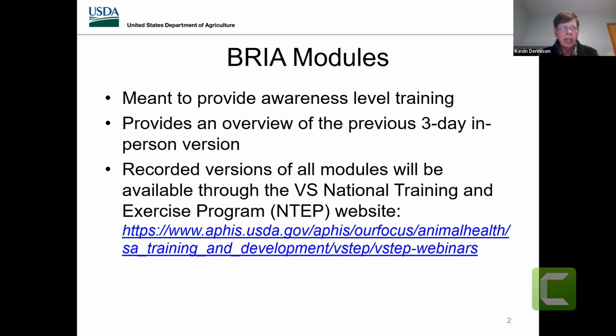We did have a 3-day course that we used previously that was in person and included a tour of a nuclear power plant. This doesn't really replace it, but it does provide an overview of that course. Recorded versions of all these modules will be at the APHIS VS National Training and Exercise Program website, and you see that website here, and I believe it will be posted into the chat. You could also find this by going to the APHIS VS website and going to Animal Emergency Management and the NTEP website.